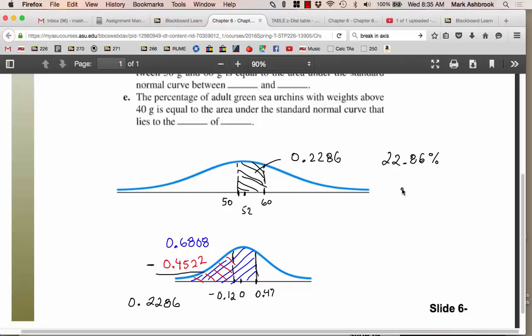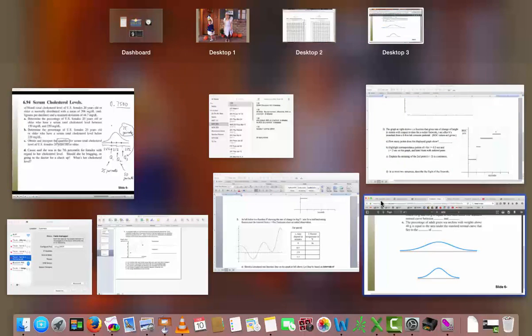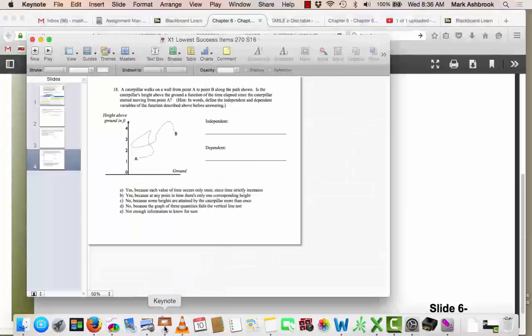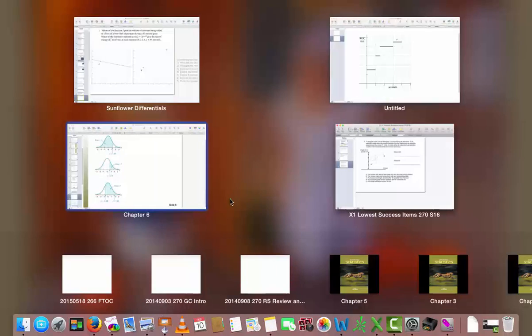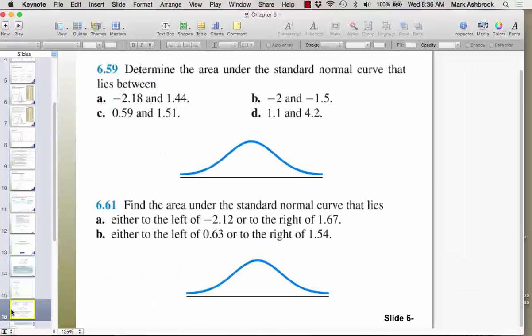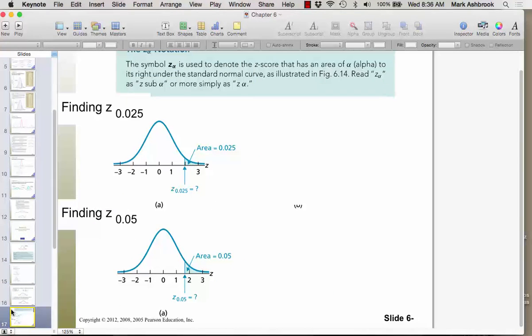Okay. Is this making sense? So now we're actually getting, not just talking about areas and frequencies, we're actually getting them. We get them from the table. We've already done that. Okay, so here's another thing we have to be aware of.